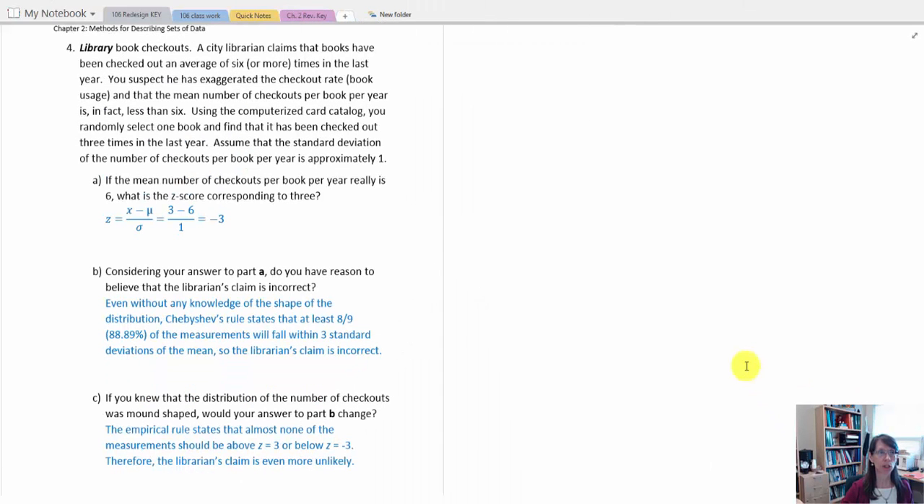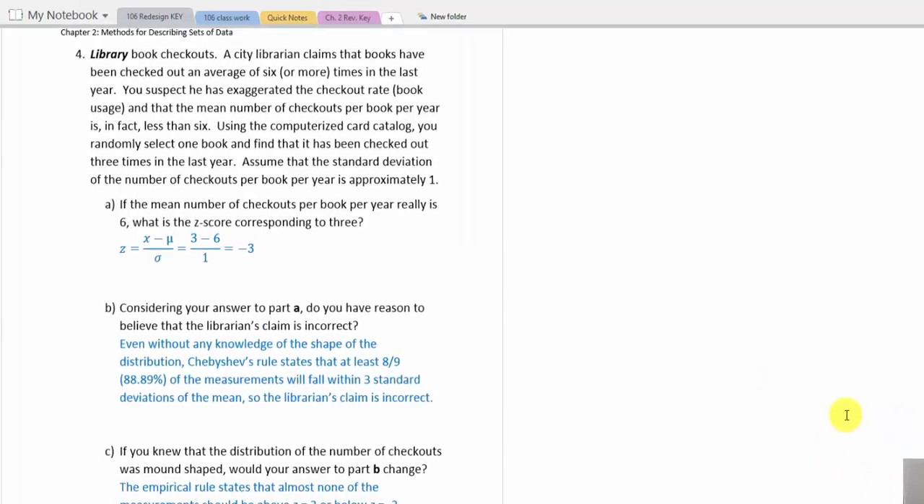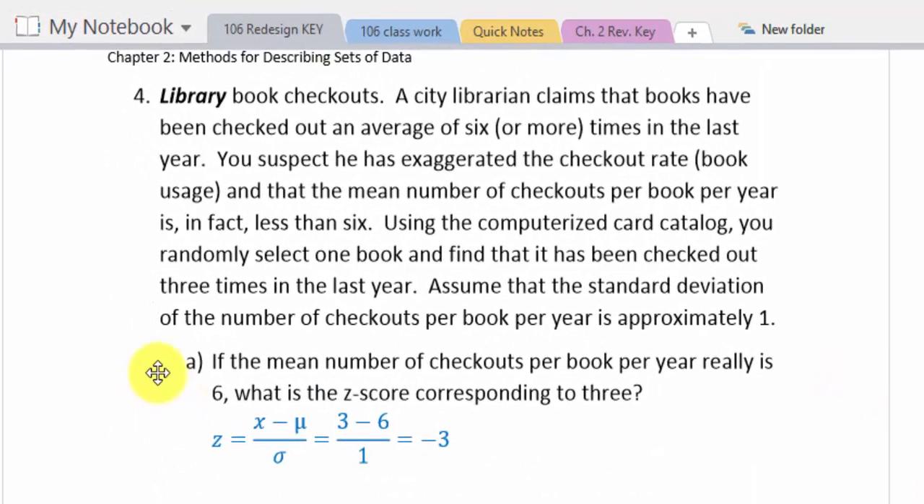In this video, we'll talk about one more example of numerical measures of relative standing, and we are using the Z-score. This example is about a library book checkout. A city librarian claims that books have been checked out an average of 6 or more times in the last year. You suspect he has exaggerated the checkout rate or book usage, and that the mean number of checkouts per book per year is in fact less than 6.